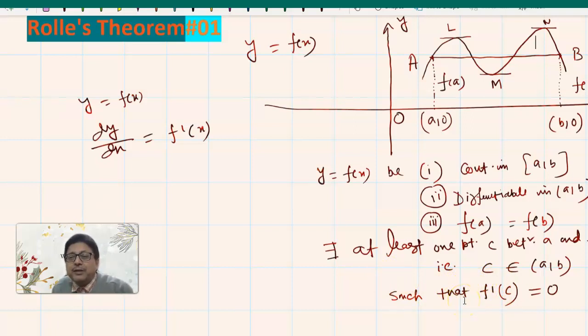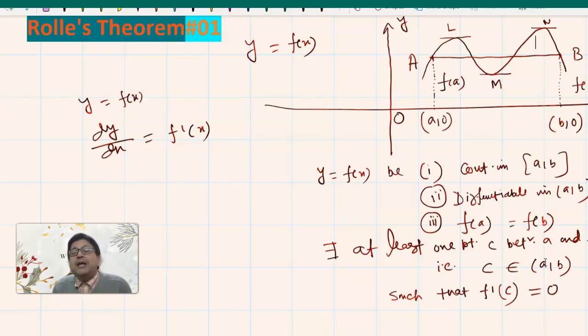There may be many points, there may be just one point, there may not be any point where the tangent is parallel to the x-axis. But here it is possible when all these 3 conditions are obeyed. And before we go for application of this, we need not prove it. You just realize it and apply it.